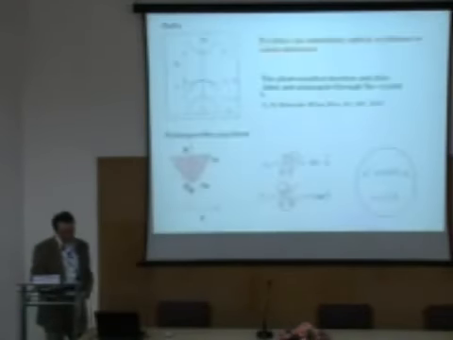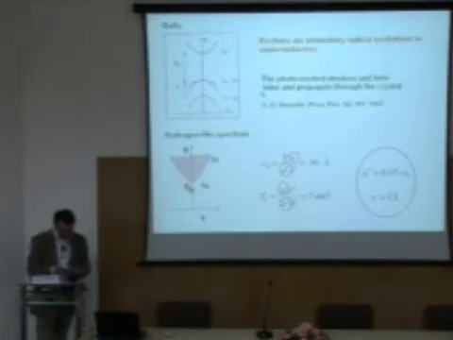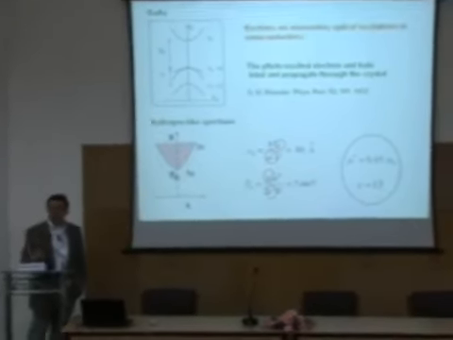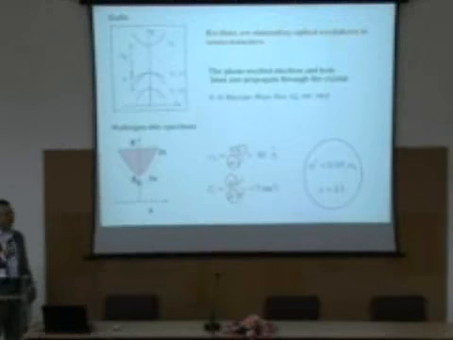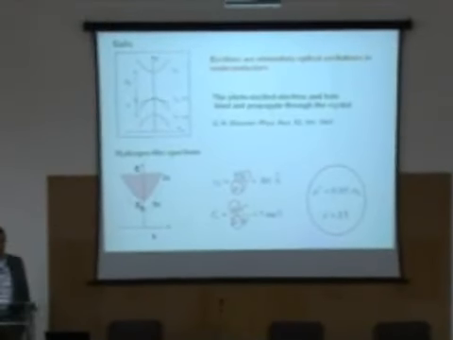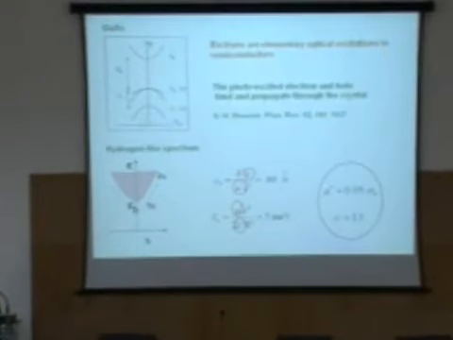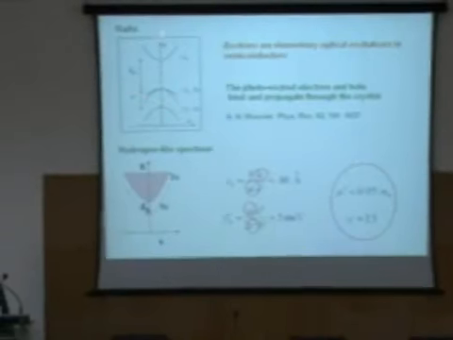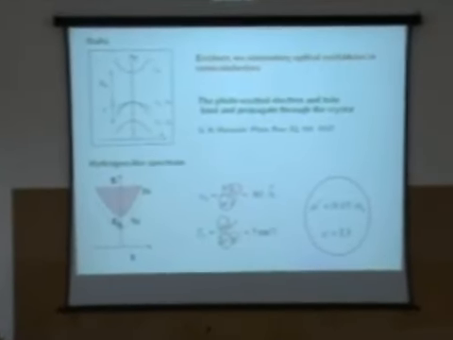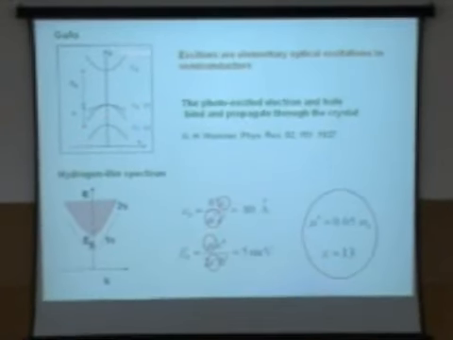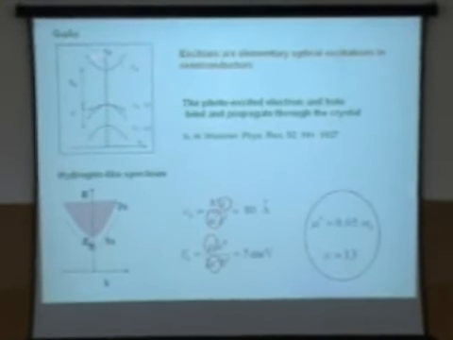Control of excitons by light. So what is an exciton? An exciton is an elementary optical excitation of a semiconductor system. And typically we work with semiconductors that have good optical properties, and gallium arsenide is the best example. So those are the bands for gallium arsenide. You have a valence band, a conduction band here.